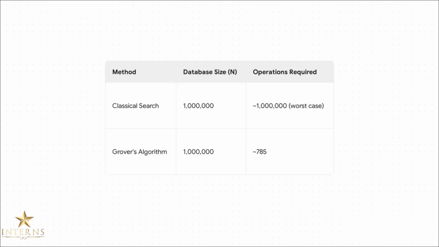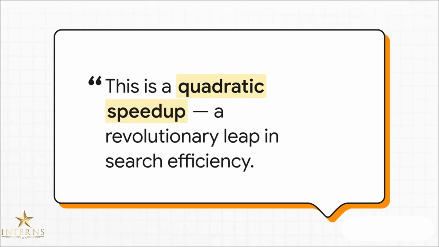And here it is, the big payoff. A classical search could take, in the worst case, 1 million operations. But with Grover's, we only need to run that little two-step dance about 785 times. Just let that sink in for a second. 1 million versus 785. The difference is just staggering. It's almost hard to believe. That, my friends, is exactly what we call a quadratic speedup.